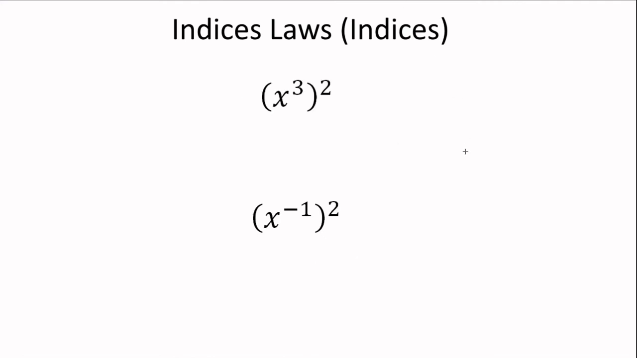Okay, so we have some examples here. We've already done the first one, so that's not really needed. So let's do the second one. We have x to the power of minus 1, all to the power of 2. So x to the minus 1 squared. In this case, we just multiply the 2 together. And minus 1 times 2 is minus 2. So, there we go. x to the power of minus 2. Done.